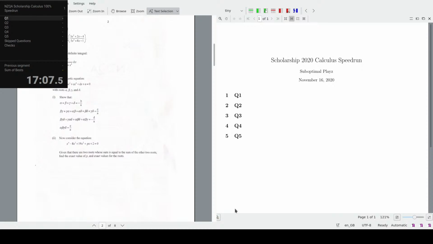Let 2 plus root 2 be c, and 2 minus root 2 be d, and then you can just go abc plus bcd plus cda plus dab, and then you get 12. Pro stuff.